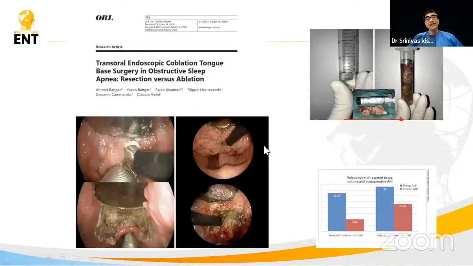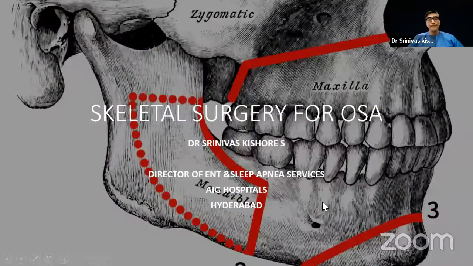To bring in the sophistication of robotic and also the gentleness of coblation, a newer technique called RoboCop has come in, wherein you can resect the tongue base exactly as you would in robotic surgery. Then you can measure the specimen out, and the results are fantastic.